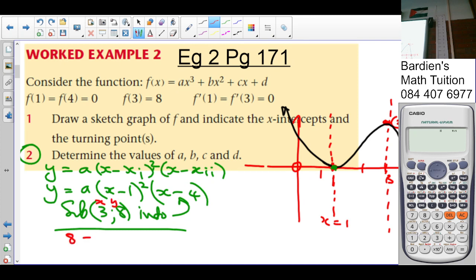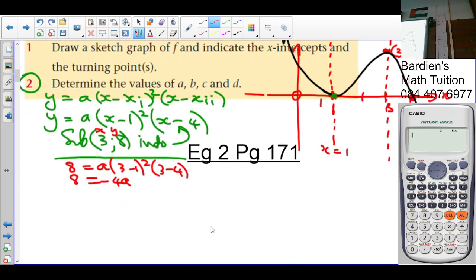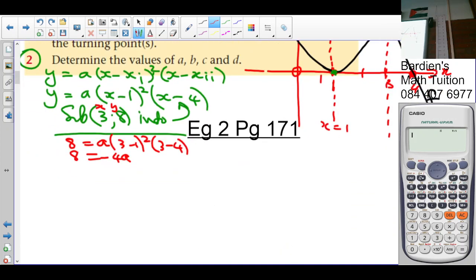So we got 8 is equal to a into 3 minus 1 squared, 3 minus 4. 3 minus 1 is 2, squared is 4. And that is negative 1. So negative 4a is equal to 8. So a is equal to negative 2. Is that correct? Okay. Which implies that a is negative 2.